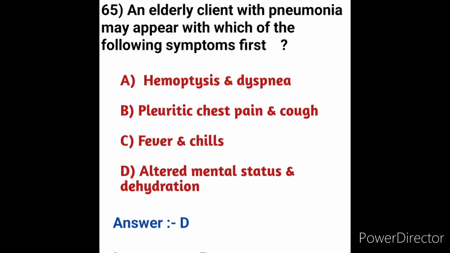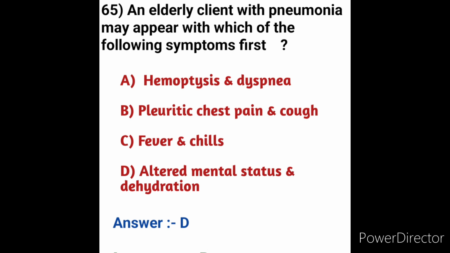An elderly client with pneumonia may appear with which of the following symptoms first? The elderly patient has pneumonia, and we need the first symptoms of the client. We will see the options. Option A, hemoptysis and dyspnea. Option B, pleuritis, chest pain and cough. Option C, fever and chills. Option D, altered mental status and dehydration.